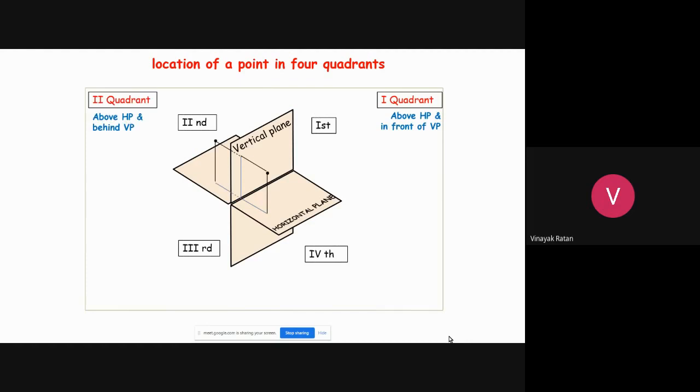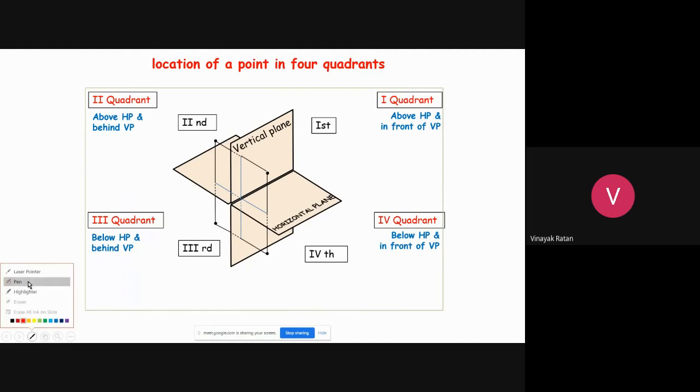So there is one more concept. Let me take a pen and draw a vertical plane and a horizontal plane in 2D fashion. So this is your horizontal plane. Okay, this is your vertical plane.